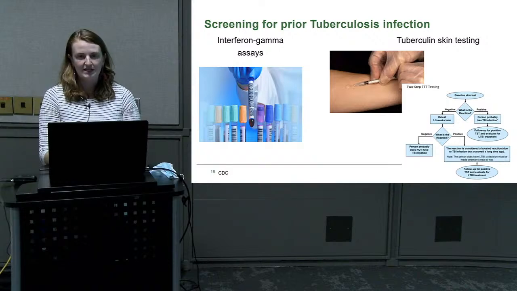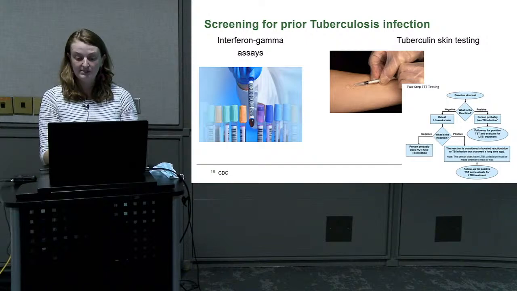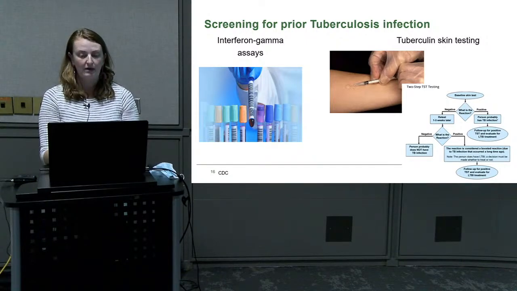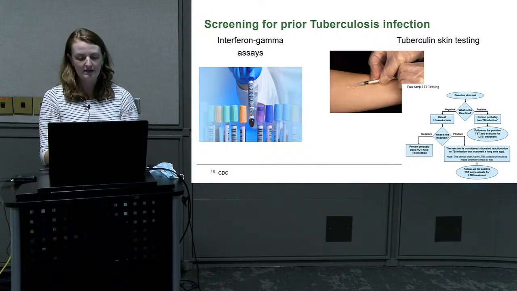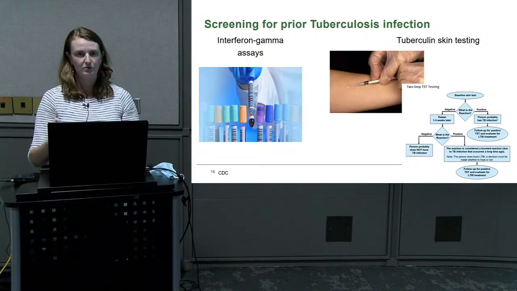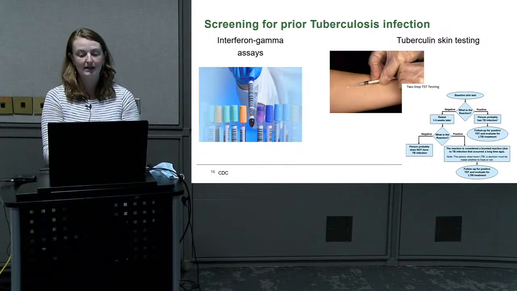The challenge with this test is this concept of the booster phenomenon. So say you have someone who has had a history of TB exposure in the past, that would be considered latent TB. They may have a negative initial test, but simply that test can boost the immune system to where on their next series of tests, it'll come back positive. So it might be interpreted by someone as a recent infection if you don't consider that boosted effect.